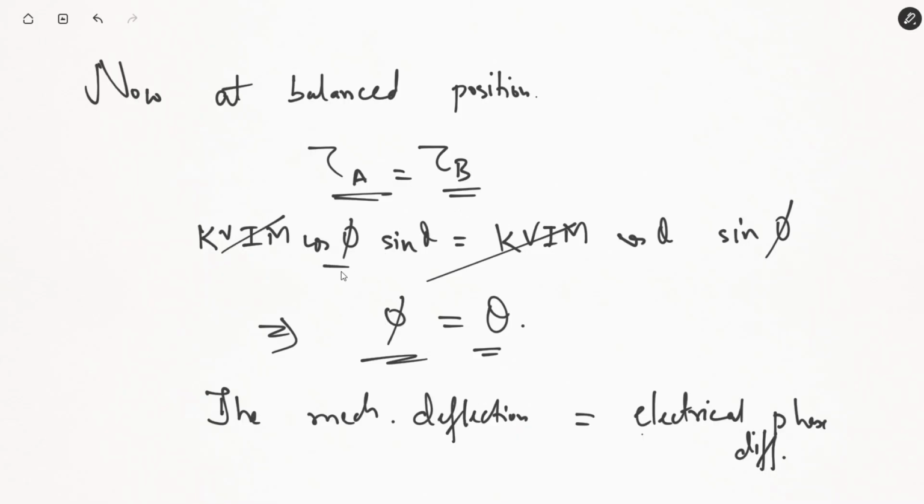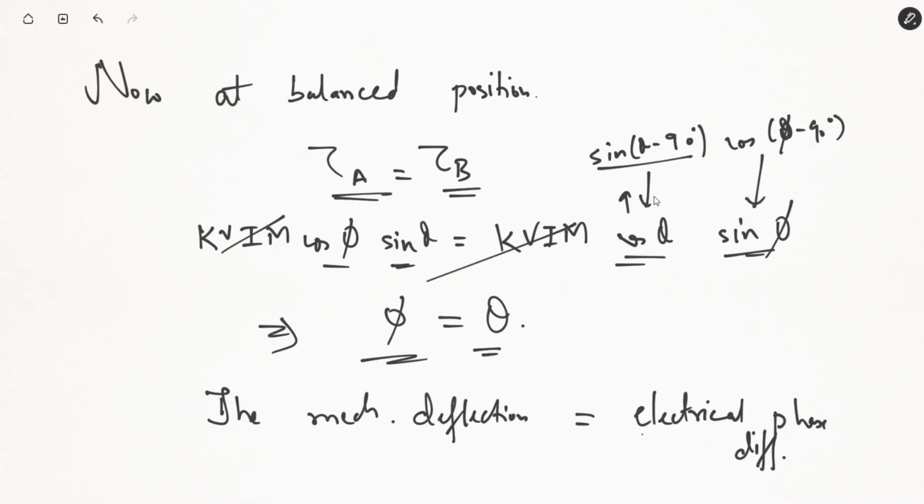You will find that cos phi sin theta will be equal to cos theta sin phi. This was actually here sine of theta minus 90 degrees, cos of phi minus 90 degrees. We know cos of phi minus 90 degrees is sin phi, and sine of theta minus 90 degrees is cos theta. So in other words, cos phi sin theta will be equal to cos theta sin phi, or in other words you can simply say that phi will be equal to theta.